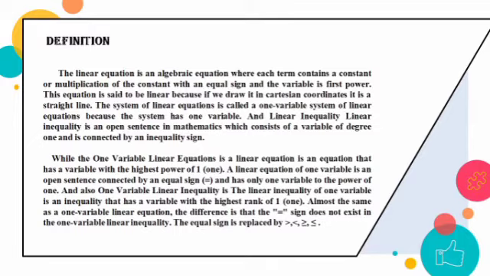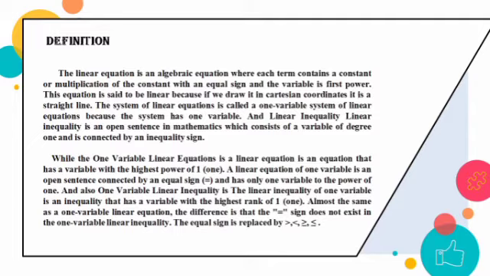And a linear inequality is an open sentence in mathematics which consists of a variable of degree 1 and is connected by an inequality sign. While the one-variable linear equation is an equation that has a variable with the highest power of 1. A linear equation of one variable is an open sentence connected by an equal sign and has only one variable to the power of 1.